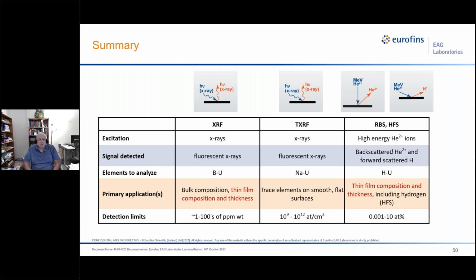Just to recap, while XRF and TXRF are both forms of X-ray fluorescence spectroscopy, the unique design of TXRF instruments utilizing the grazing angle for the X-ray excitation leads to a very specialized application, the analysis of ultra-trace surface residue on smooth, flat surfaces. And while the mechanics of generating data between XRF and RBS couldn't be more different, both techniques are excellent tools for thin film analysis.